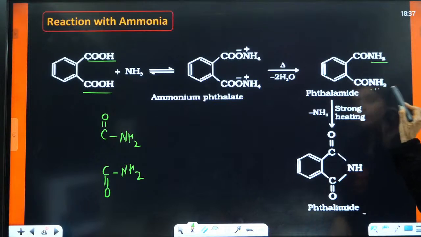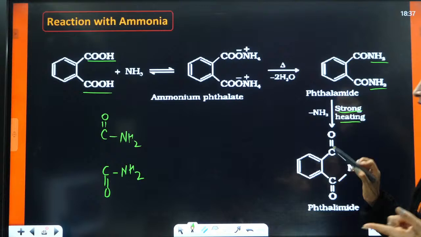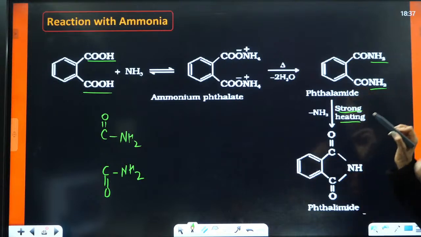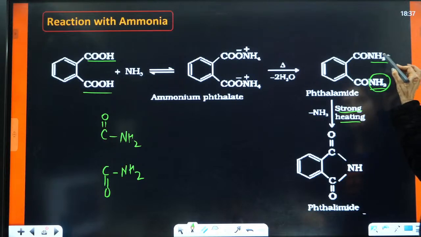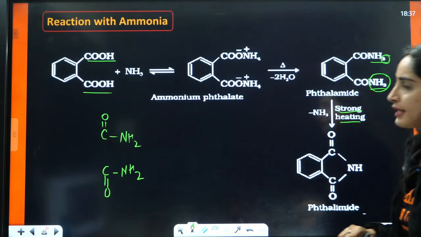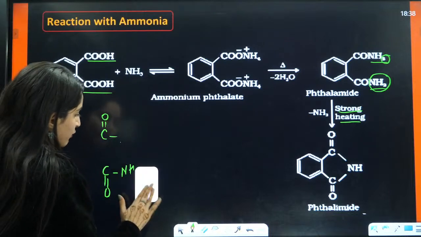From this NH to NH2, right? After using strong heating, what will happen? You will lose ammonia from there. NH2 from this side and one hydrogen from this side. That means NH2 you will lose, and one hydrogen you will lose.